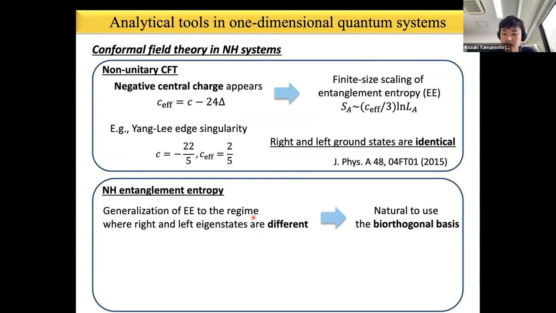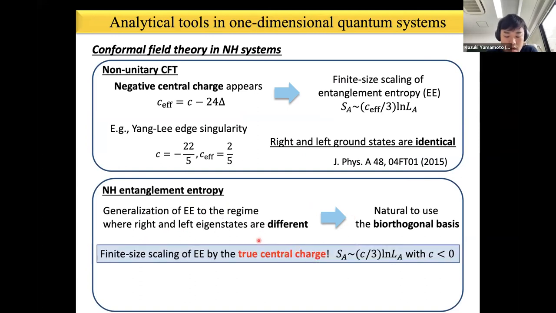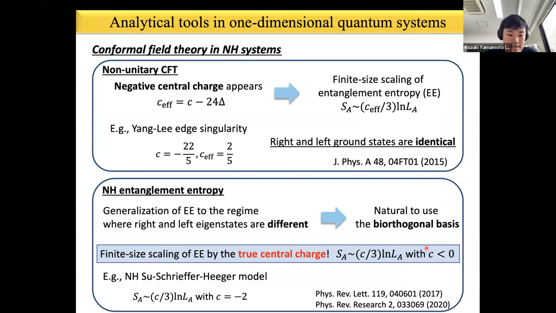And quite recently, it is reported that it is very natural to use the bi-orthogonal basis, which I told you in the previous slides. And then some researchers have found that the finite size scaling of entanglement entropy is given by the true central charge in this way. Examples are given, for example, in the non-Hermitian Schrödinger-Hero model. And in this case, the entanglement entropy had the finite size scaling by the negative true central charge at critical points, and it is well investigated in this figure, in this paper.